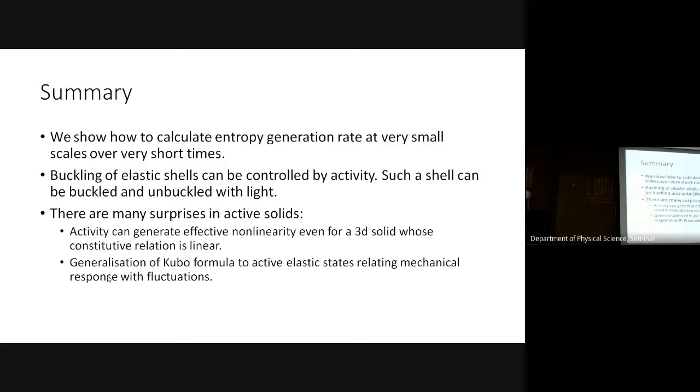So to summarize, we show how to calculate entropy generation rate at very small scale over very short times. We can also show that buckling of elastic shells can be controlled by activity. And there are many surprises in active solids. For example, one is that the activity can generate nonlinearity, but there is also this question of generalizing the Kubo formula for active elastic solids.